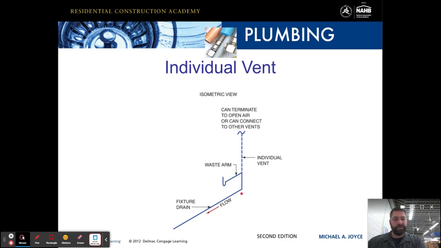So we can see that the flow is coming down this way. This is our fixture drain. This is where our fixture comes in and drains, and this is a vent just for this fixture. So this individual vent can terminate to open air, or it can connect to other vents.